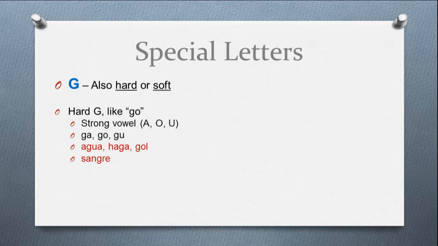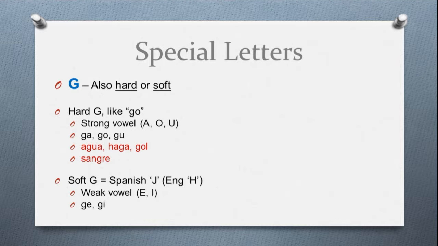Or if the G is followed by a consonant, sangre, it's also hard. A soft G is like a Spanish J, which we said earlier is like an English H, so that h sound. That's when it's followed by a weak vowel, E or I, as in je or he. Two other little rules you should know to pronounce G when you're reading it aloud. Those are the examples, gente, página.